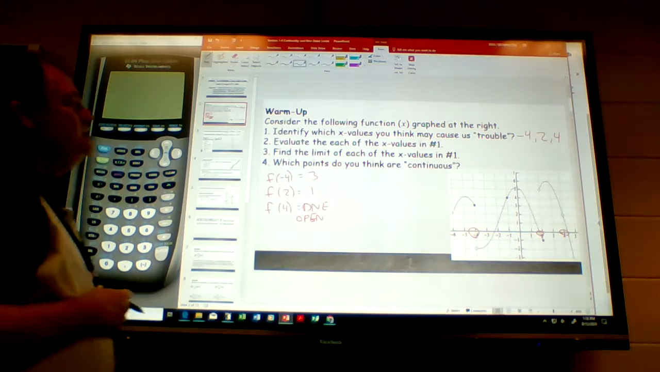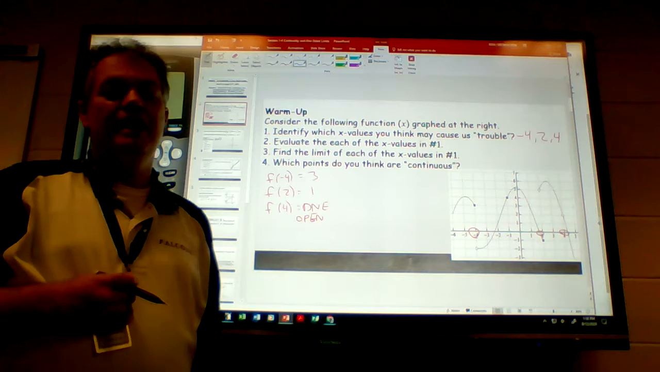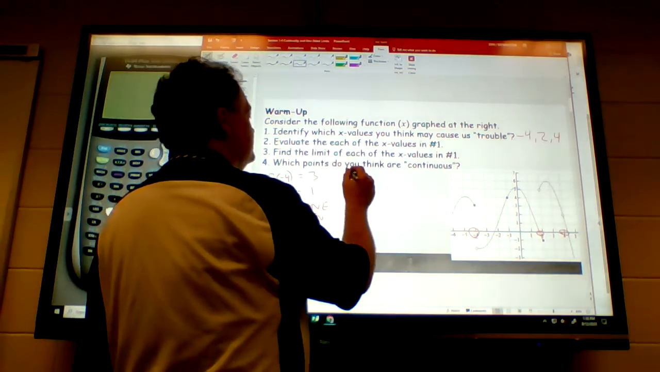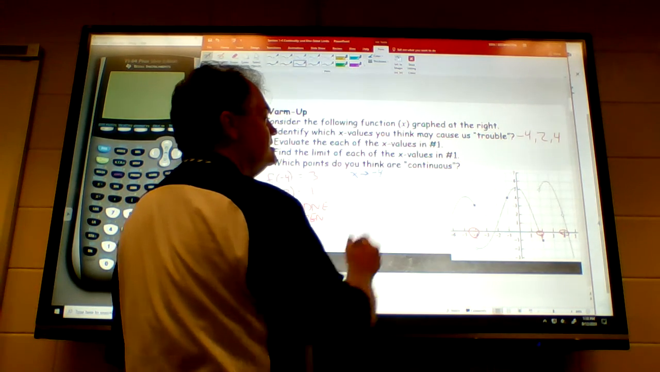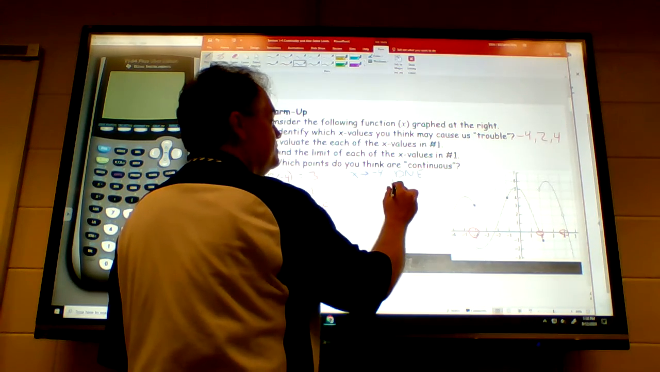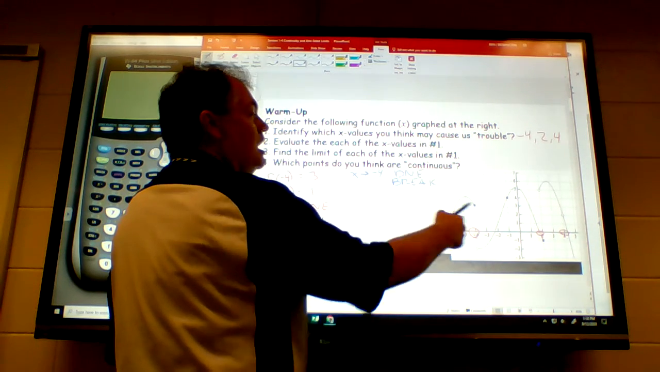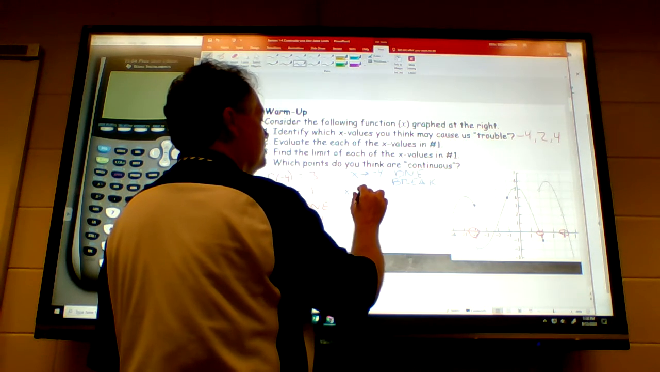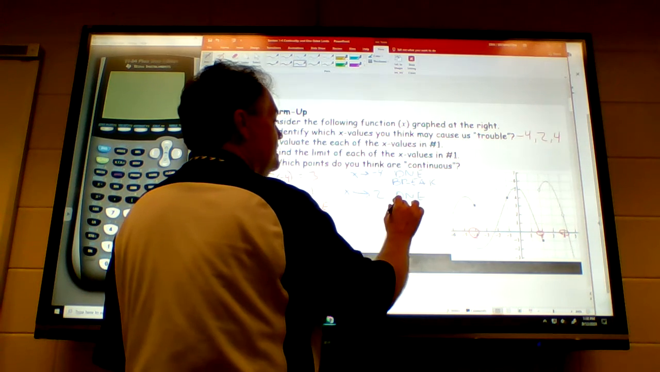All right. So then for number 3 of the warm-up, it asks you to determine the limit at each of the x values. So let's do that. When x approaches -4, the limit does not exist, because there's a break. And when x approaches +2, it also does not exist, once again because of a break.